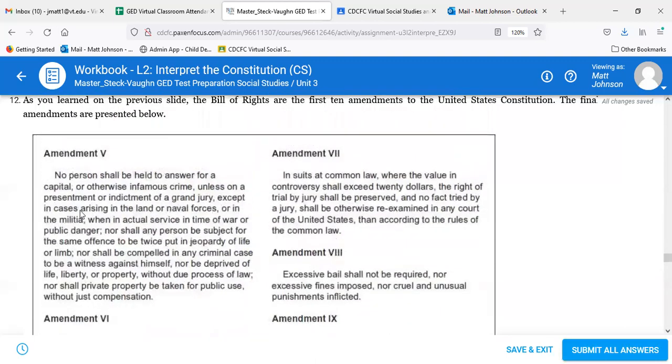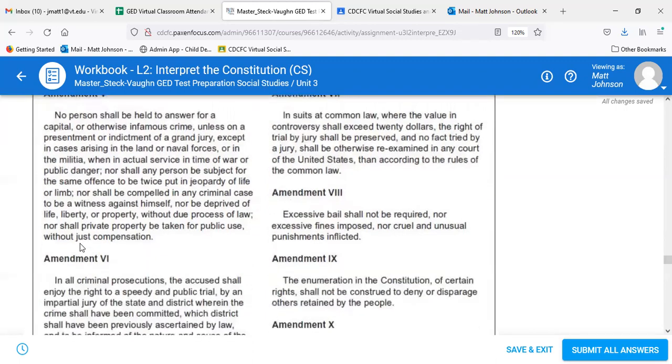Amendment 7. In suits at common law where the value in controversy shall exceed $20, the right of trial by jury shall be preserved, and no fact tried by a jury shall be otherwise re-examined in any court of the United States than according to the rules of the common law. I don't know if that has been updated, because I think $20 today you're not going to go to court for. I have to look at the other amendments to see if some of the later amendments have changed that. Maybe in small claims court still though.